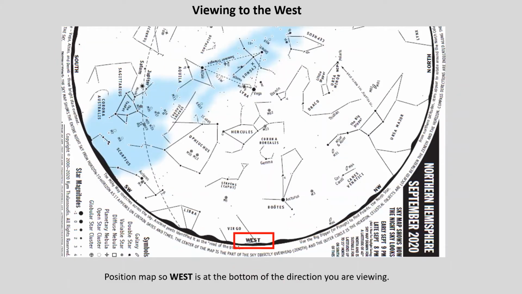Once again, you want to have west on the chart at the bottom. And you'll notice that when you do that, you're able to read the names of the constellations in proper position. They're not upside down like they are higher up in the map. In this case, we're looking for a constellation called Boötes. Kind of looks like an ice cream cone. And there's a very bright star in that constellation called Arcturus. Arcturus is the fourth brightest star in the sky and one that will be easy to find.